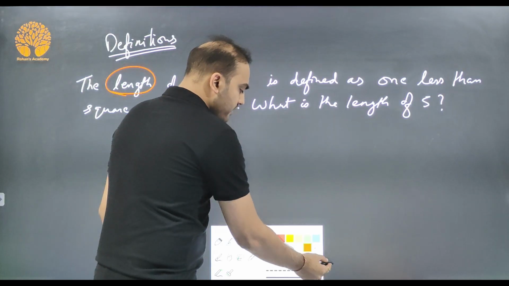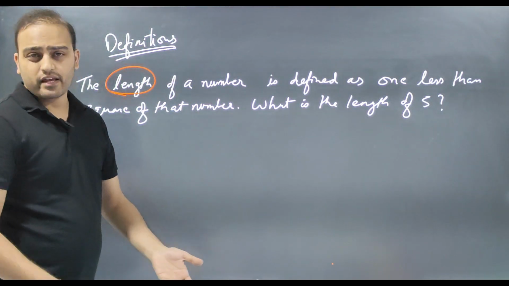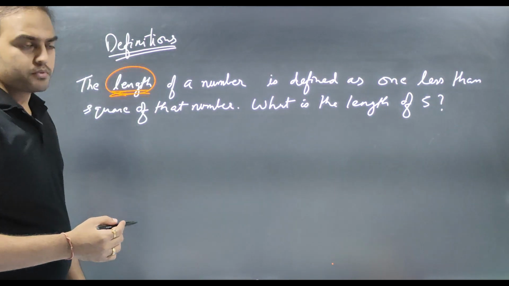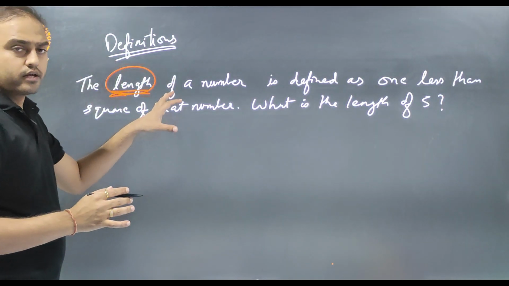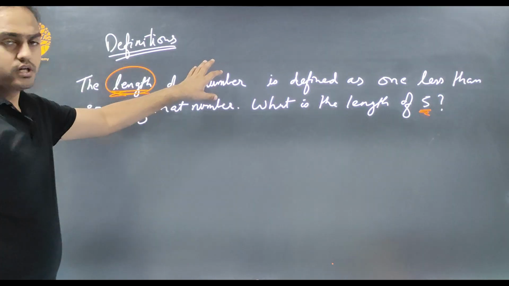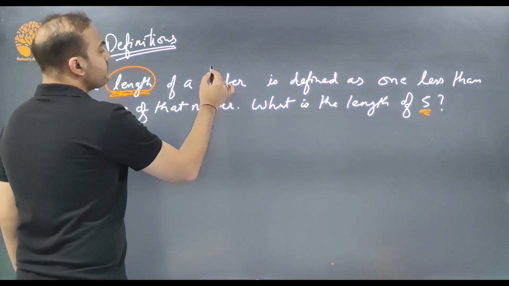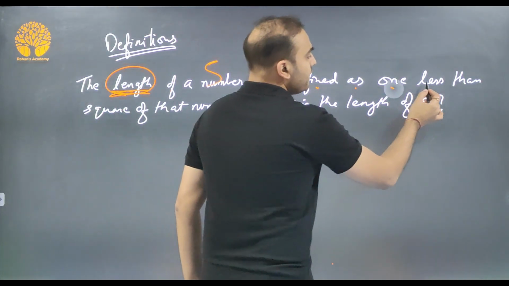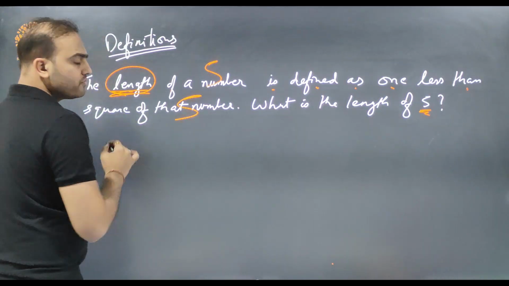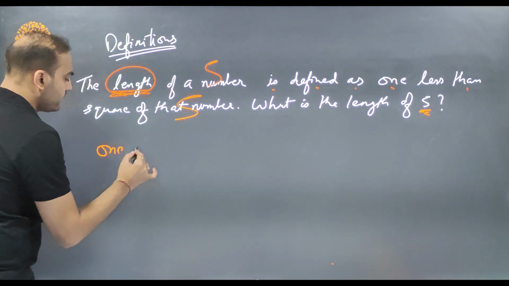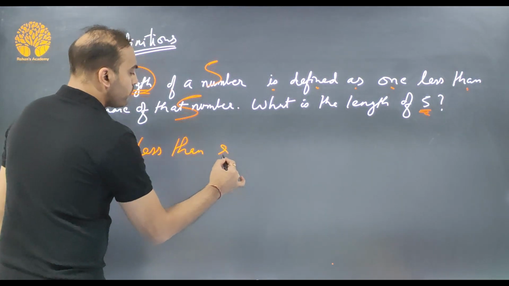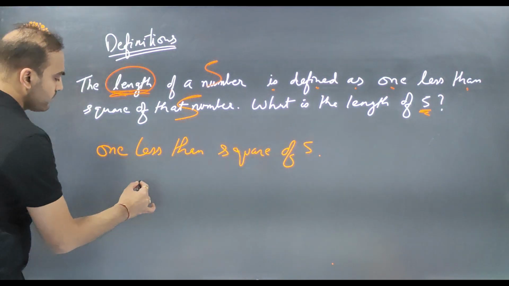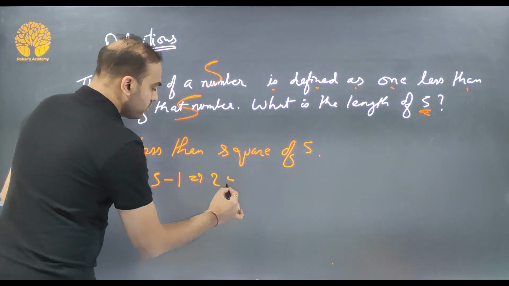So here it's again a function question only, but instead of giving a character or writing f of x and all, we have just written a definition. Length of a number is defined as 1 less than square of the number. Again, just plug in. So what will be the length of 5? In place of number, let's just substitute 5. Length of 5 is defined as 1 less than square of 5. Now just solve this. What is square of 5? 25. 1 less than that means 24.